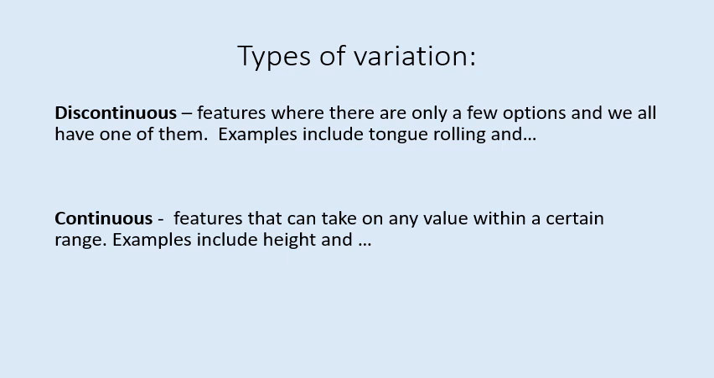Continuous variation is slightly different, so the column on the right hand side contained features where you can be any value within a certain range. So examples include height, where you can be very, very short right the way up to very, very tall, or any value within those ranges, and that's known as continuous variation.